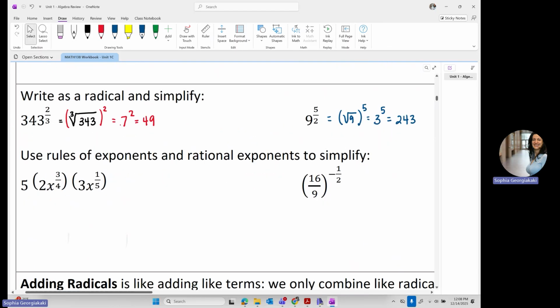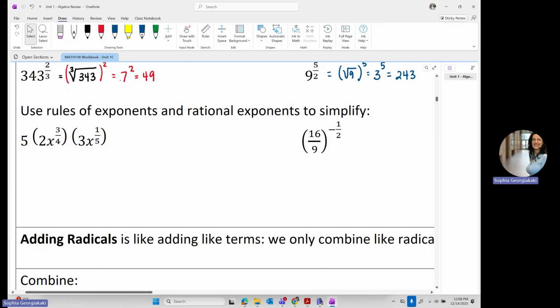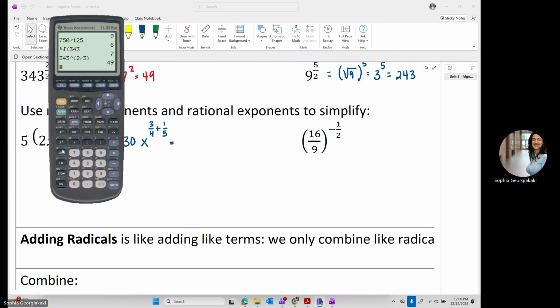Use rules of exponents and rational exponents to simplify. I'm going to multiply the coefficients, 5 times 2 times 3, that's 30. And then I'm going to multiply the bases, x to the 3/4 times x to the 1/5. It will be a sum of exponents. So I'm going to go in my calculator, and I'm going to do 3/4 plus 1/5.